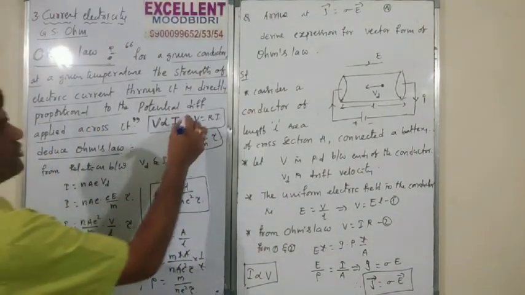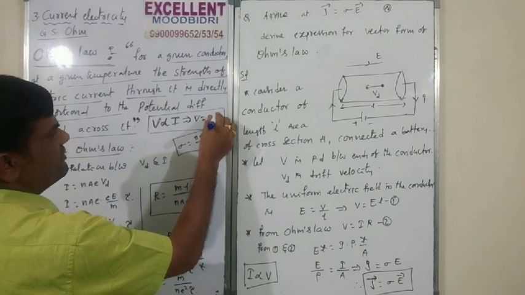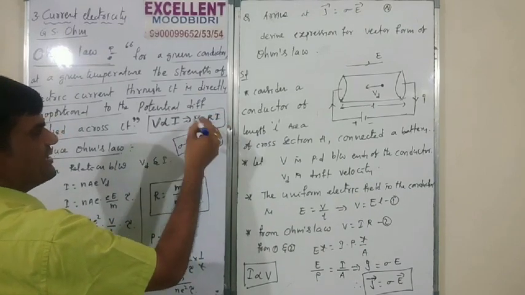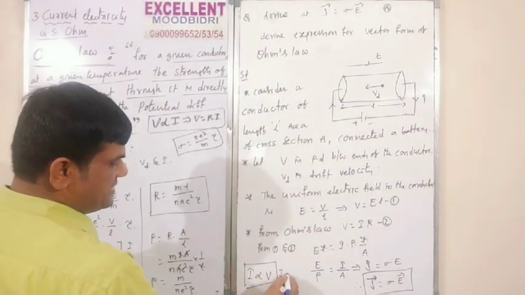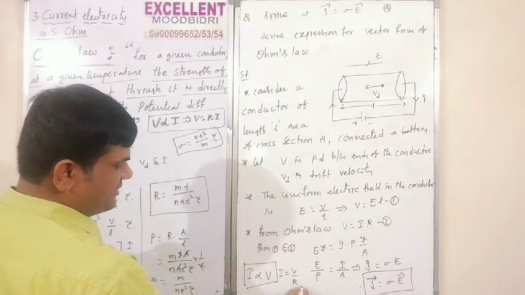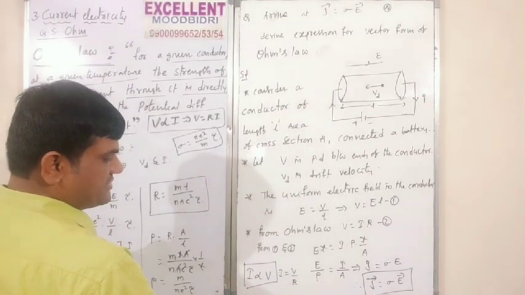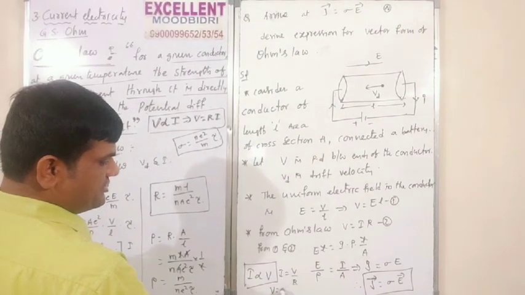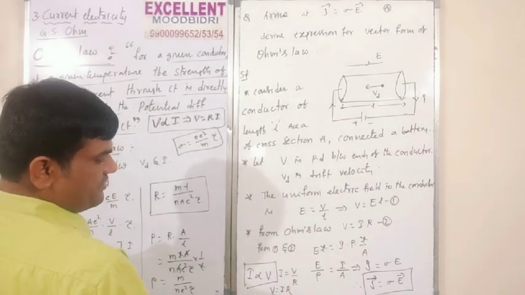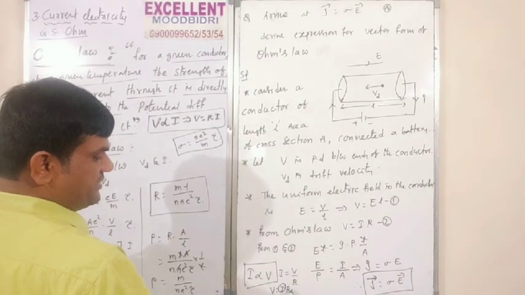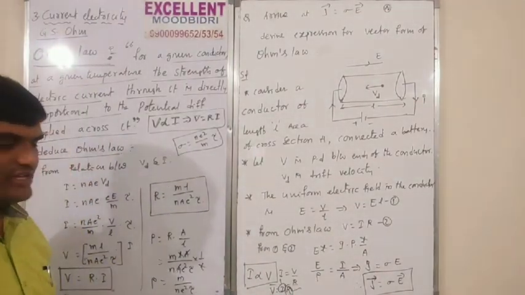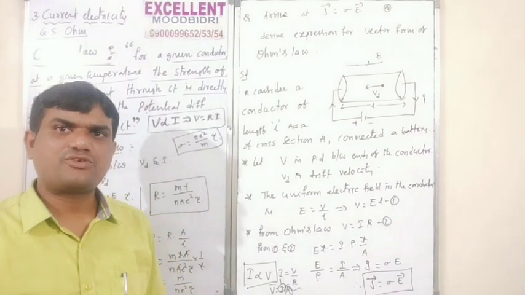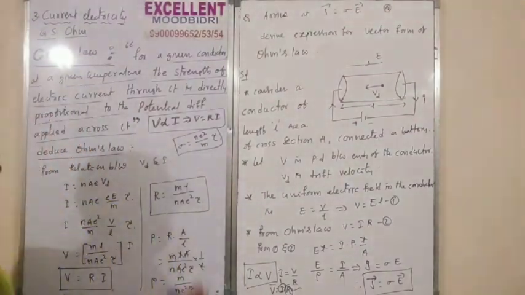So V is equal to IR formula. Remember, it is a very important formula. In this formula, I is equal to V by R, so I and R are inversely proportional. Therefore V is constant, V is equal to I into R. If I is increasing, R decreases; if R increases, I decreases. Therefore V is constant. V is equal to IR is Ohm's law.